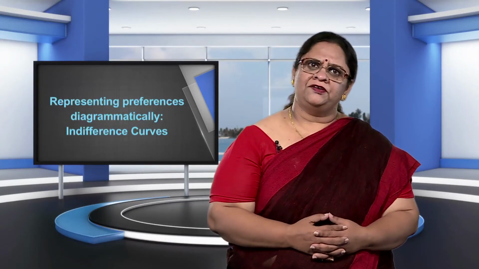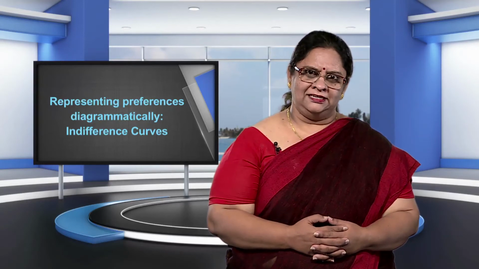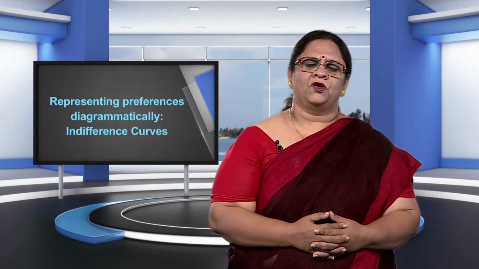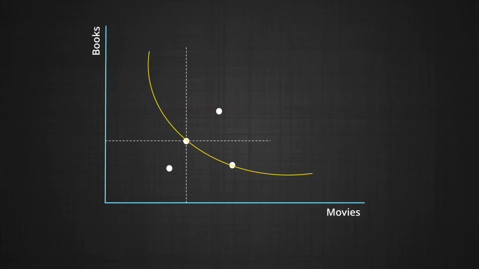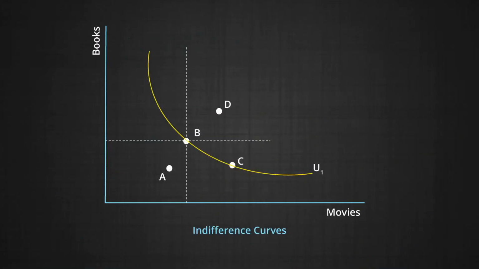Now, how can we represent these preferences diagrammatically? Consider the diagram on your virtual screen. We have represented movies on the x-axis and books on the y-axis. Various points on this diagram, such as A, B, and D, represent bundles of movies and books. What can we say about the points A, B, and D? Clearly, A has less of both movies and books than B, whereas D has more of both.